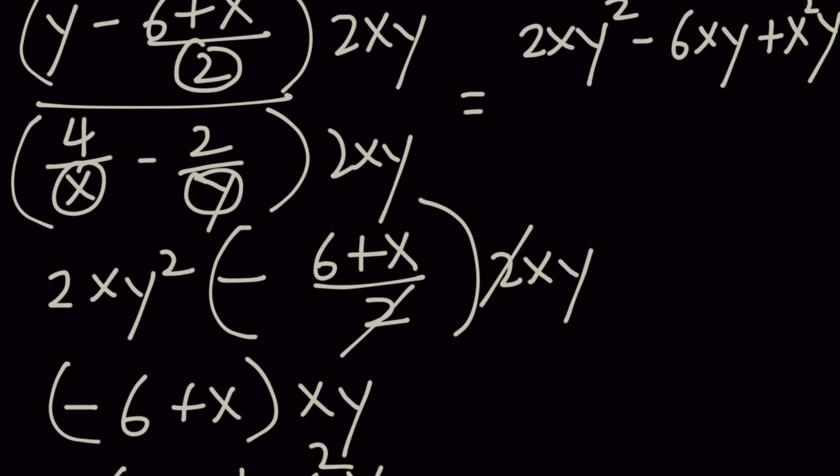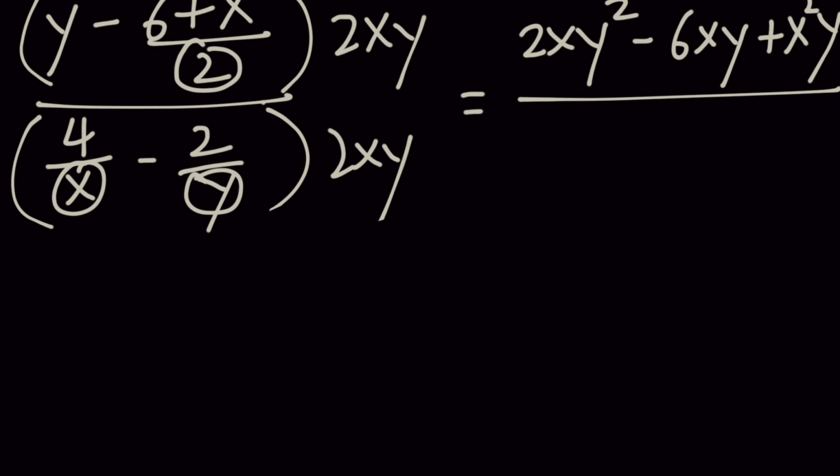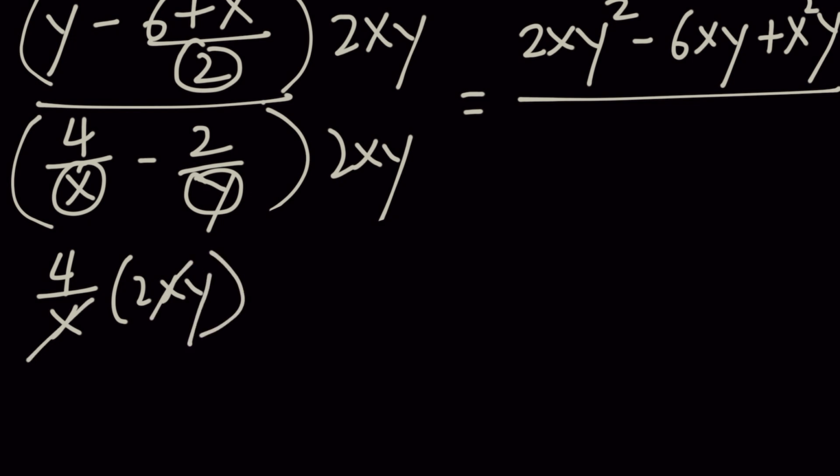Okay. Now let's get to the bottom portion. And I'm going to erase this portion so we have more room. Okay, so now we have 4 over x multiplied by 2xy. And x crosses out, so we're ending with 8y. So that will be 8y here.